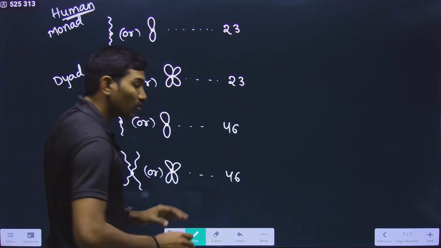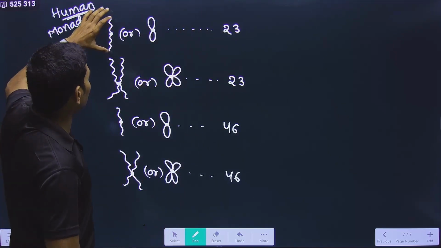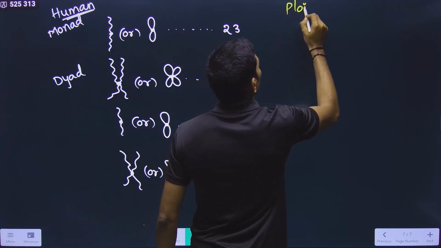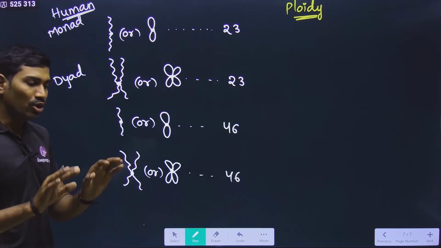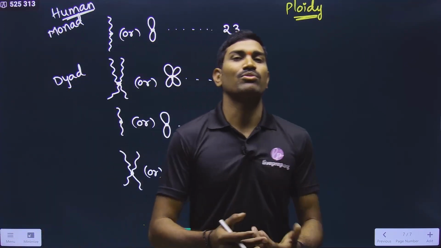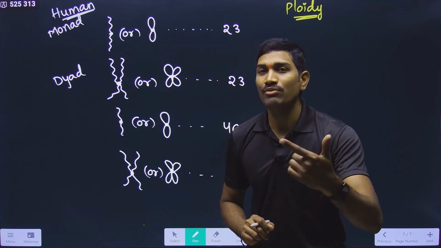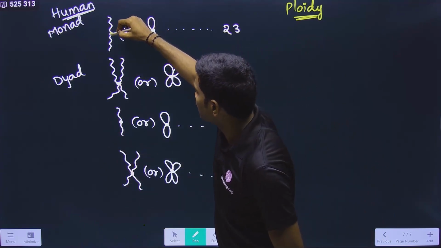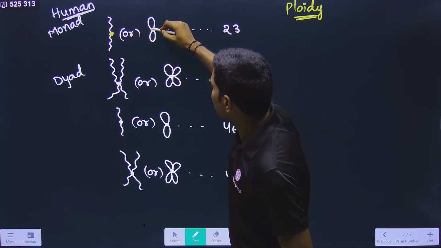Now we will go with the ploidy. So now if this is the condition, that means in a single cell, this is the condition. Then what is the ploidy? First we will write the ploidy. Ploidy is with respect to number of chromosomes. How you will count the number of chromosomes? It is based on number of centromeres. Please observe this. Centromeres concept is very important.